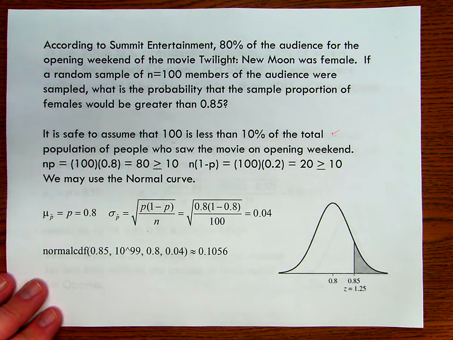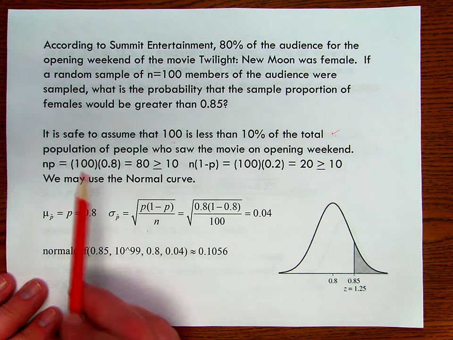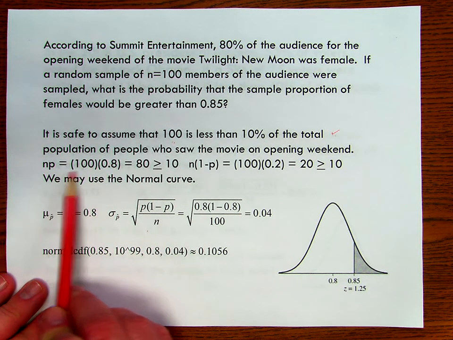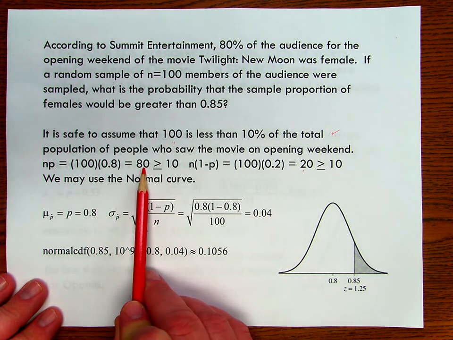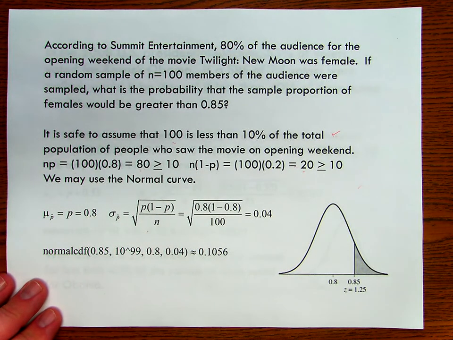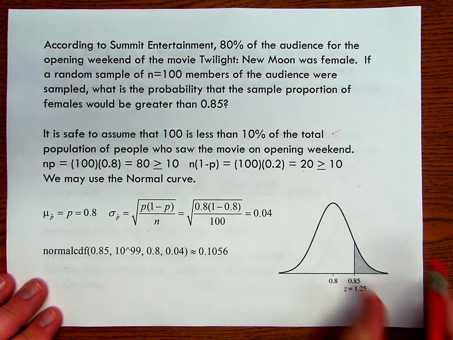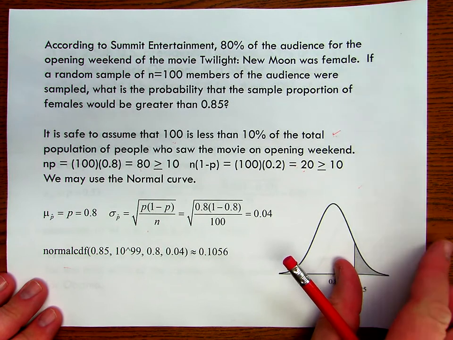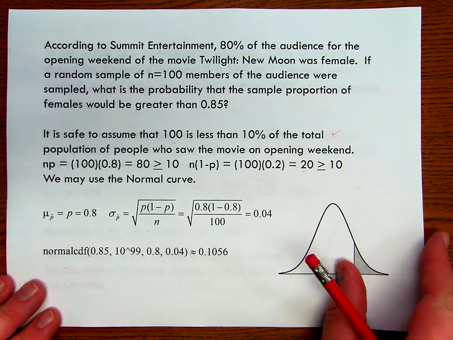Our np and our nq should both be at least 10, and again, you want to show what those actual np and nq numbers are, where they came from, and compare them specifically to 10. So we can use the normal curve, which means normalcdf is fair game. There's a little bit better than a 10% chance, about 10.5%, of this occurring, meaning in a sample of 100, we get a proportion of females greater than 0.85.